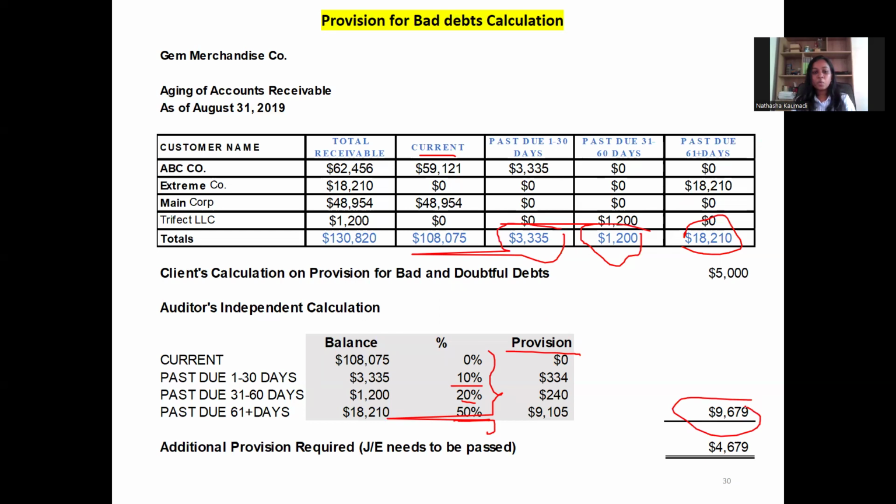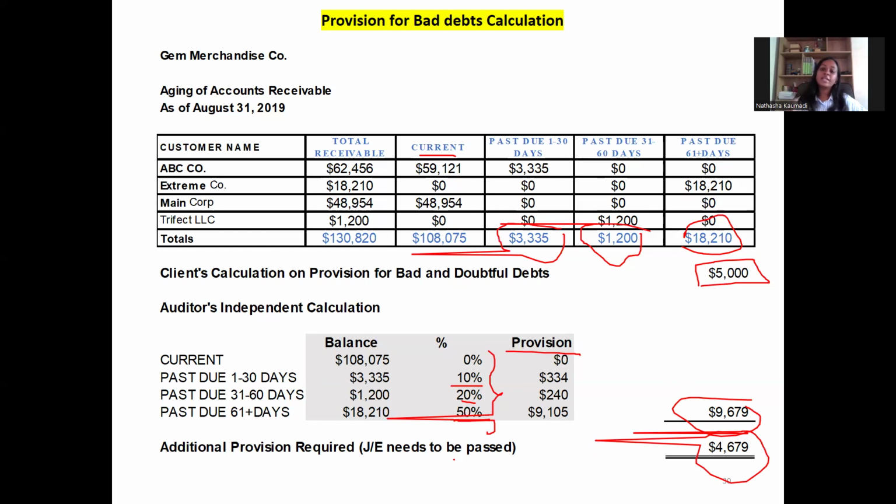Now see, what is the client's computation of the provision for bad and doubtful debts? That is 5,000. The client has provided only for 5,000, whereas per the auditor's computation, we have to provide for 9,600. So we have to provide more, 4,679. Need to pass a journal entry.